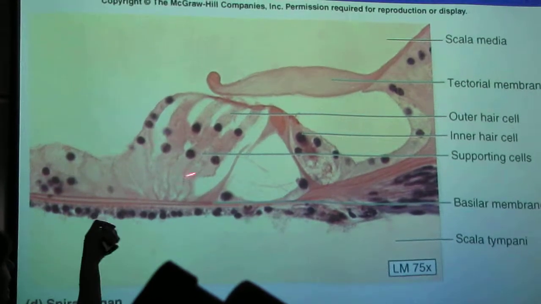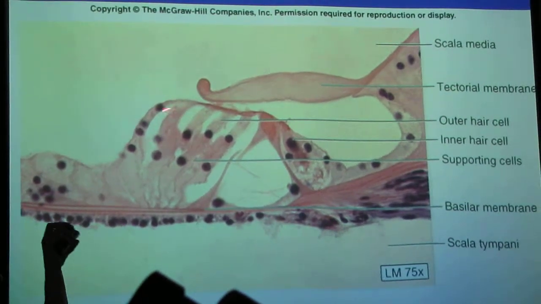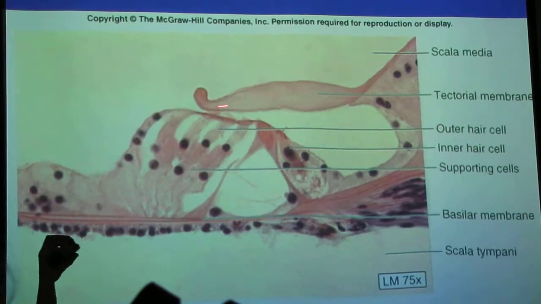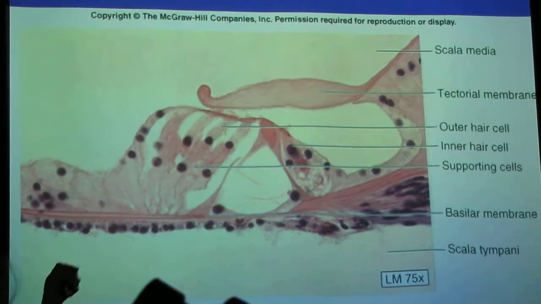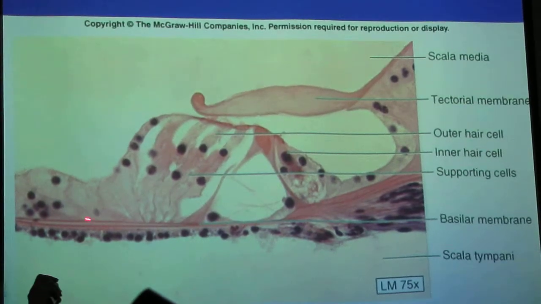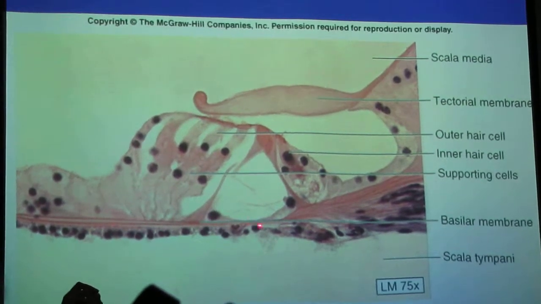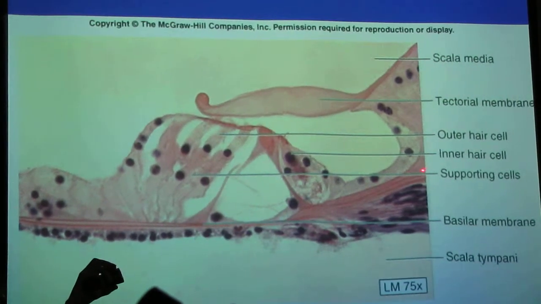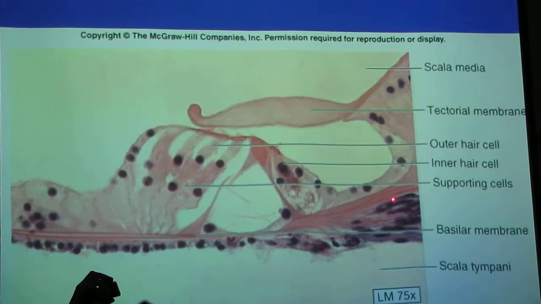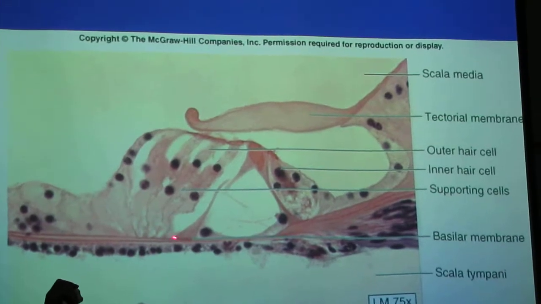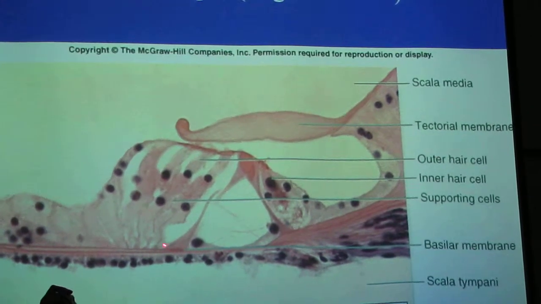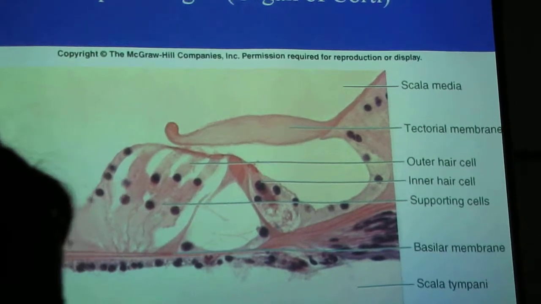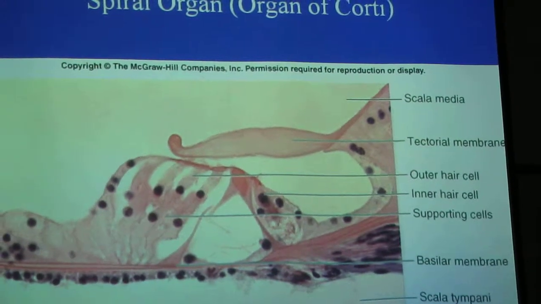So again, identify these structures. Hair cells. These are the sensory neurons. Identify this structure. Tectorial membrane. Identify this structure. Basilar membrane. And these right here are axons that exit as the nerve. Cochlear nerve. We're in the ear. So all of these right here are the axons that are going to come out this way and exit as the cochlear nerve.